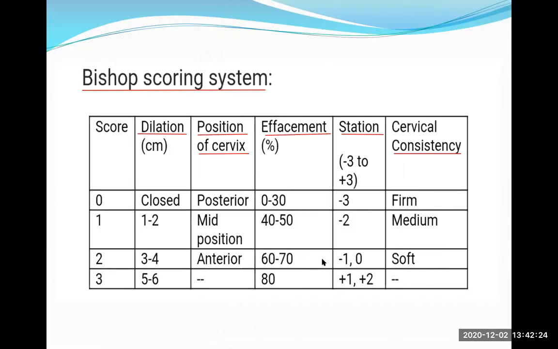Now, according to this Bishop score, regarding the dilation, we give a score of 0 for the closed cervix, meaning it has not yet started. 1 is given if the cervix is dilated 1 to 2 centimeters. 2 is given for 3 to 4, and 3 is given for 5 to 6 or more than that. Position of cervix: 0 for posterior, which is the most unfavorable position, 1 for mid position or at the center, and 2 for anterior cervical position. So this is the score of 2.